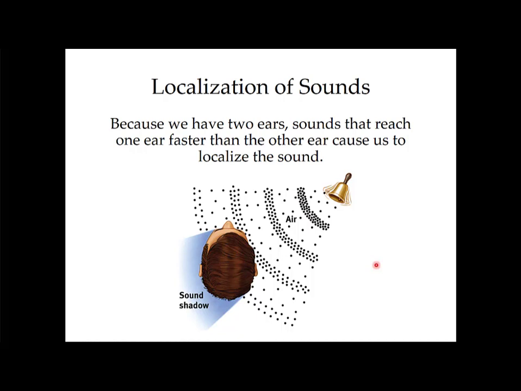If it goes into one ear first and then has to go around your head before it can get into the other ear, you're going to know, oh, the sound came from that side. And then same thing with the other. So you can localize where sounds are coming from, and you're actually really good at this because you have 2 ears and because you have those floppy things sticking off of your ears.